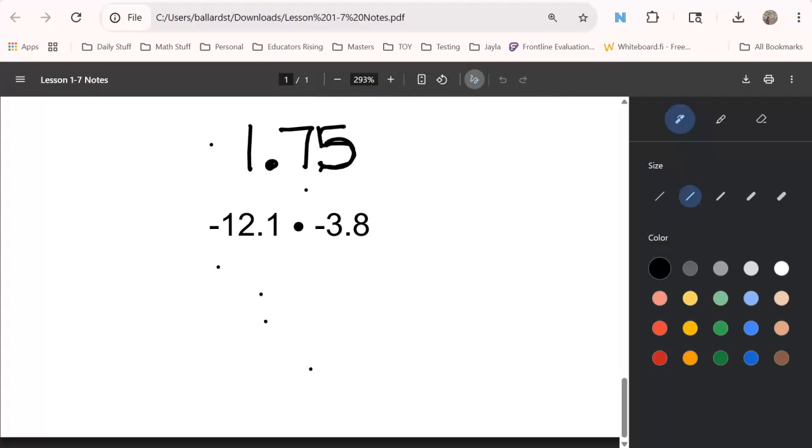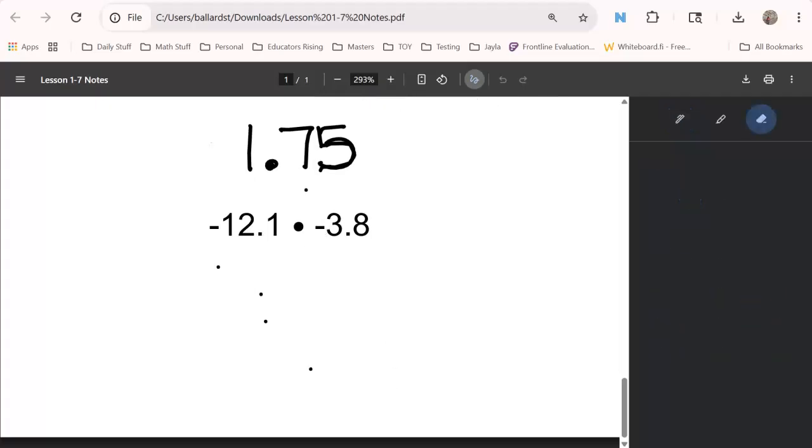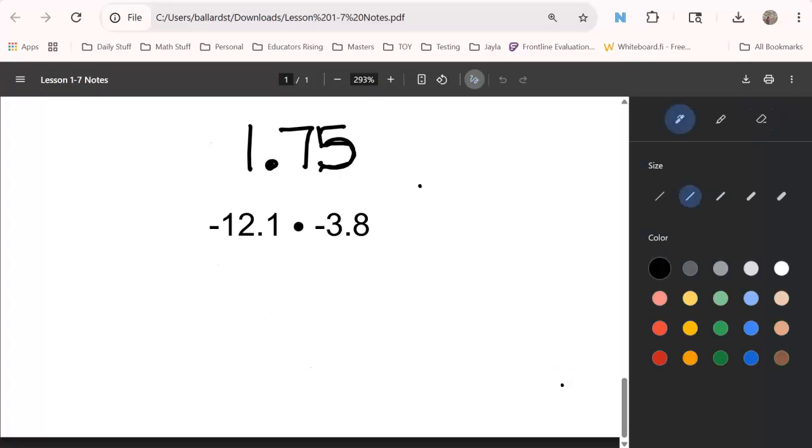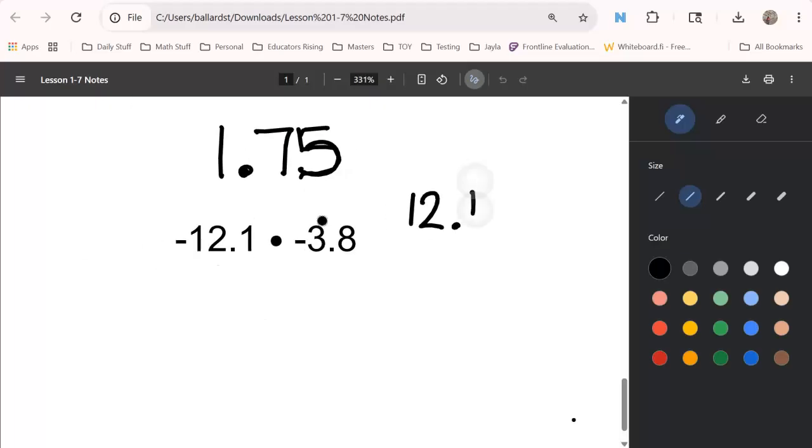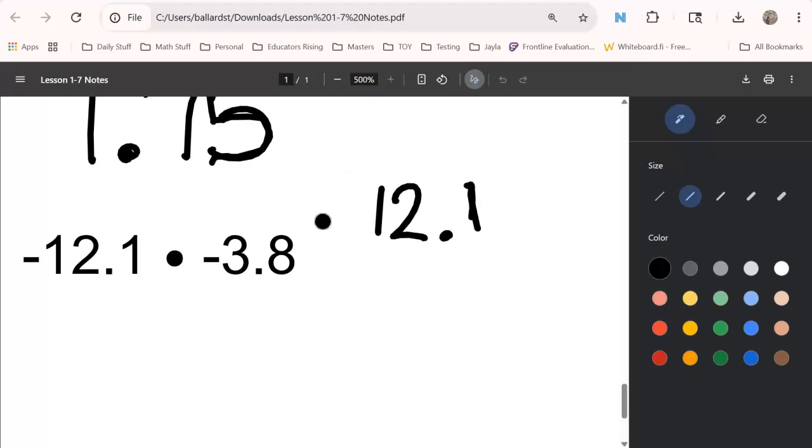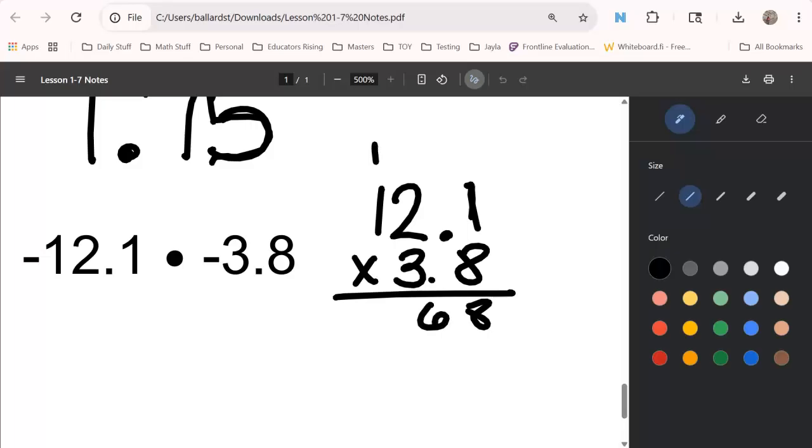And the last one we have today, we have negative 12.1 times negative 3.8. So we're going to start out with 12.1 on the top because it has the most digits. We want to make it as easy as possible for us. Times 3.8. We multiply everything by 8 first. So 8 times 1 is 8. 8 times 2 is 16. Carry your 1. 8 times 1 is 8, plus 1 more is 9.